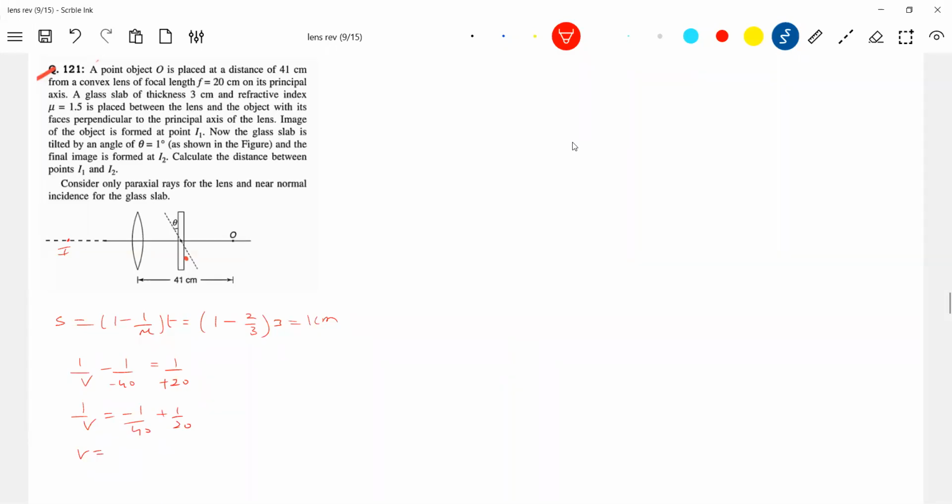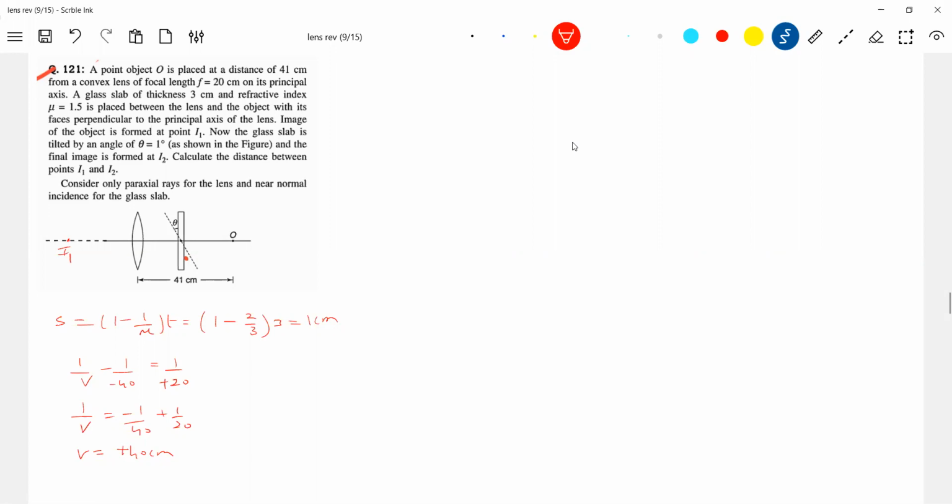Where the final image will be? Plus 40 centimeter. In the lens formula, the value V is 40. Plus 40 centimeter will be there only, no image. Okay, plus 40 on this side it will come. Okay, let me call it I1.